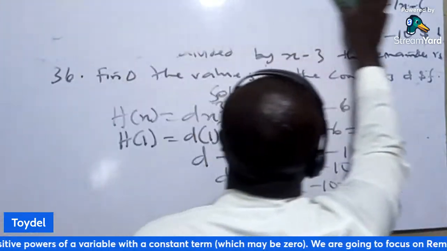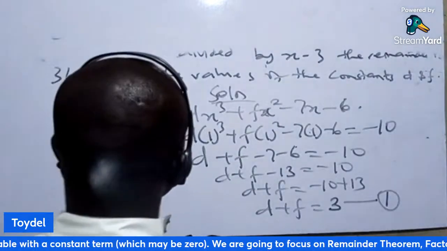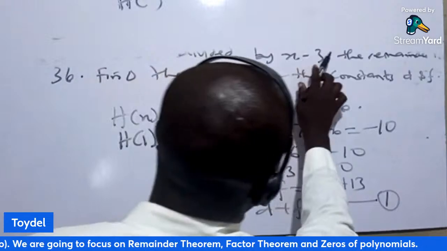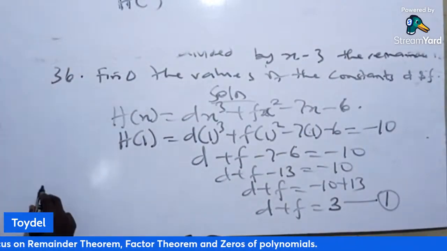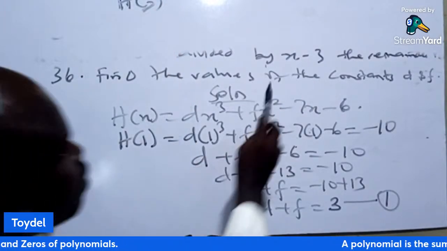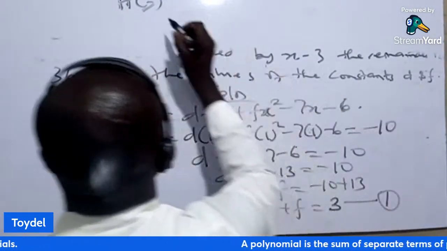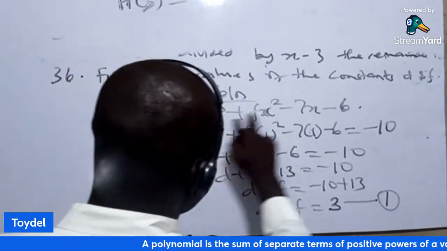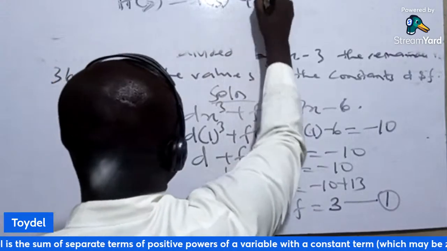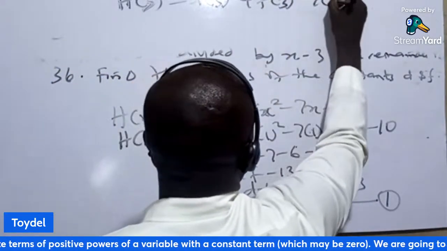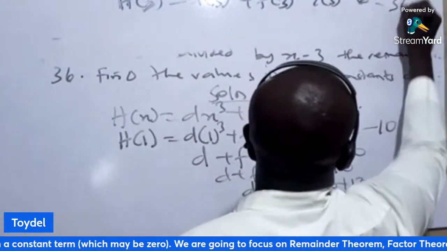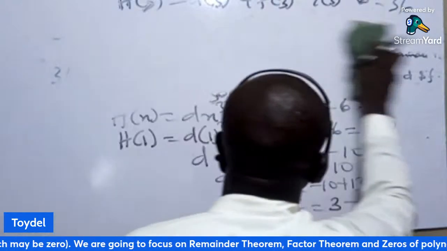Then we continue the question. So when this same polynomial is divided by x minus 3, in this case when the factor is x minus 3, that simply means that when x is equal to 3, that's what we are going to have. Then we go to this polynomial again and substitute d into bracket 3 cubed plus f into bracket 3 squared minus 7 into bracket 3 minus 6. So when it is divided by x minus 3, the remainder is 36. Just equate it to 36.